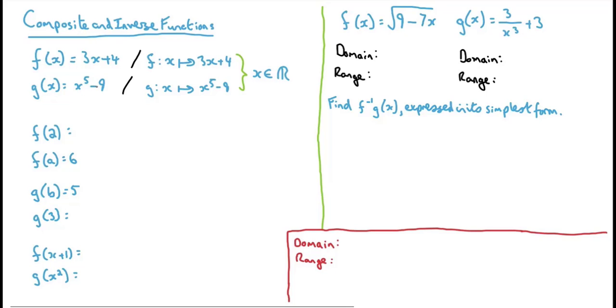You could alternatively also see these functions represented like this, with just a letter, a colon, then the x followed by an arrow pointing towards the equation. This is the exact same thing. These mean the same, it's just a different way of displaying it on the page.